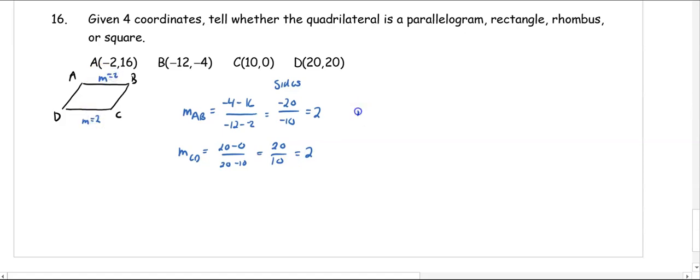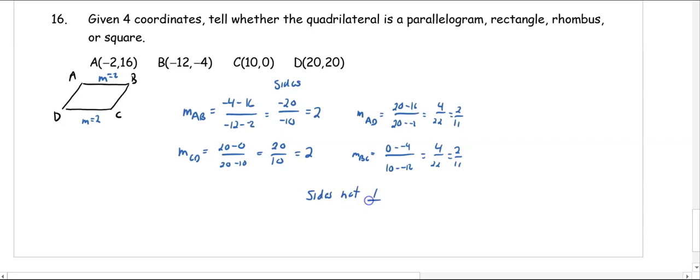We need to find the slope of the other two sides, so we're going to do the slope of AD and the slope of BC. So AD is 20 minus 16 over 20 minus negative 2, which gets us 4 over 22, which gets us 2/11. And BC, we have 0 minus negative 4 over 10 minus negative 12, which also gets us 4 over 22, 2/11. So if the slopes are 2 and 2/11, that means the sides are not perpendicular.